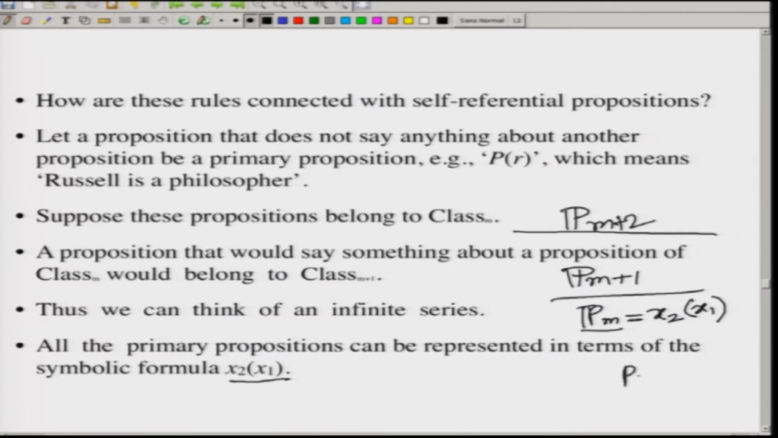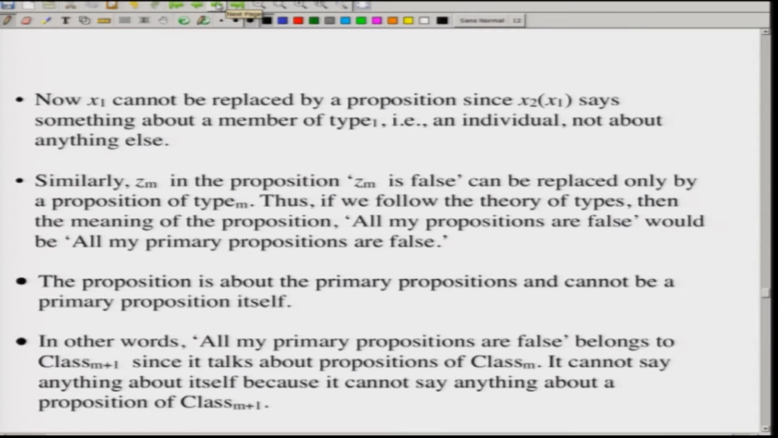It could be PR. You see, P belongs to the second level, R belongs to the first level, or x2 y1. This also is fine, same level, or MR, or WI, say I stands for Indira Gandhi, and W stands for woman, and all that stuff. Now, x1 cannot be replaced by a proposition, since x2 x1 says something about a member of type 1, that is an individual, not about anything else.